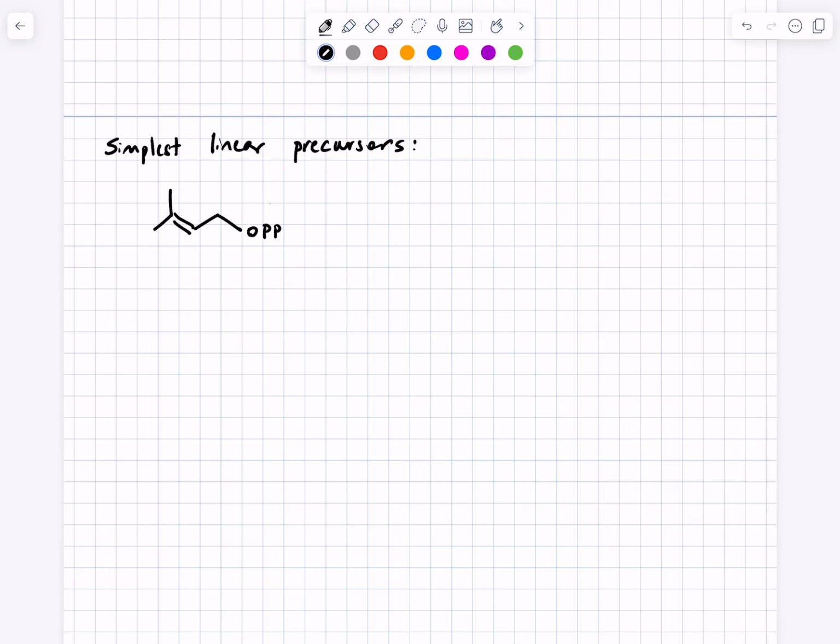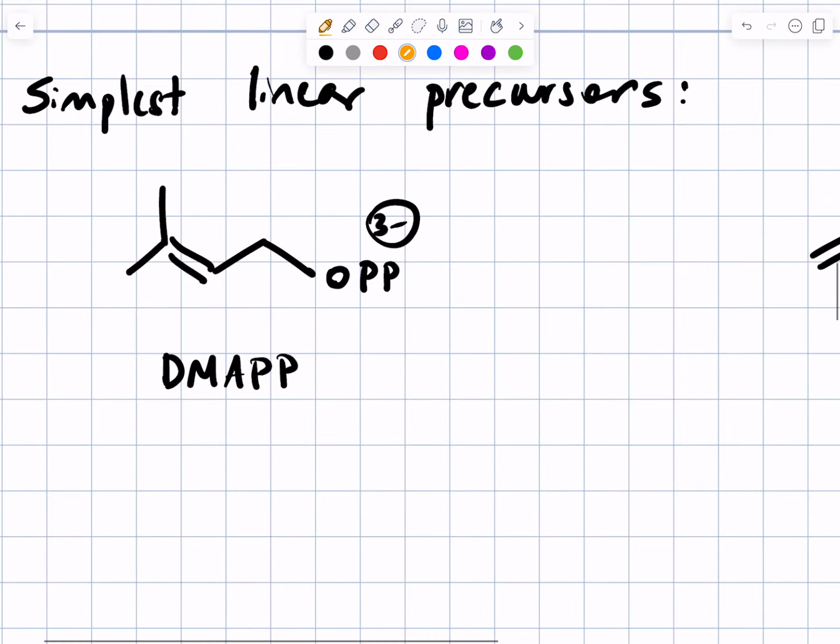Again, I'm going to abbreviate the pyrophosphate group like this. This one is called dimethylallyl pyrophosphate, and this one is an isomer. In this one, the double bond is between carbons 1 and 2 rather than between carbons 2 and 4. Okay?